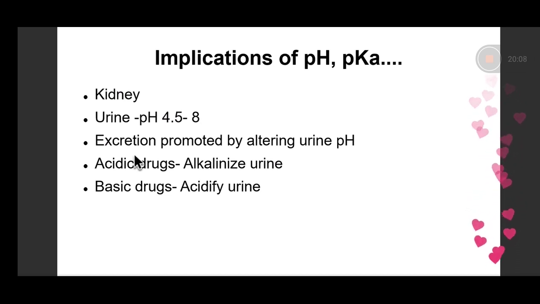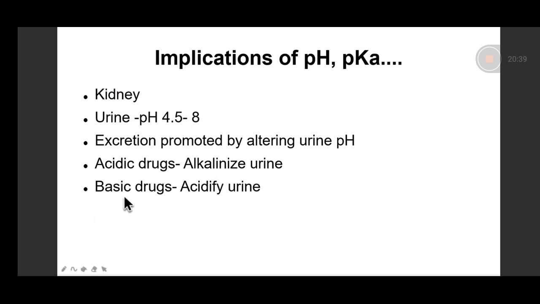If you want acidic drugs to be excreted, we alkalinize urine, and to promote the excretion of basic drugs, we acidify urine, but it is not preferred. Acidic drugs include salicylic acid or aspirin. So in salicylate poisoning or toxicity, sodium bicarbonate is given to alkalinize the urine, and this results in ionization of aspirin and promotes its excretion in the alkalinized urine.